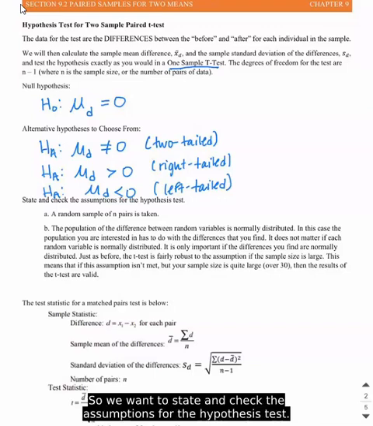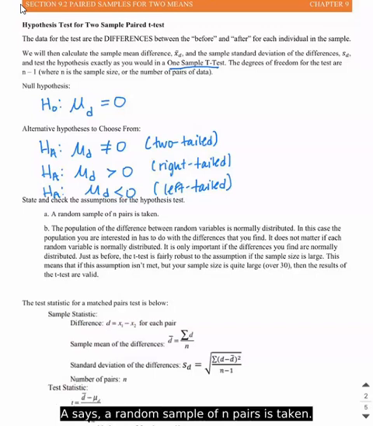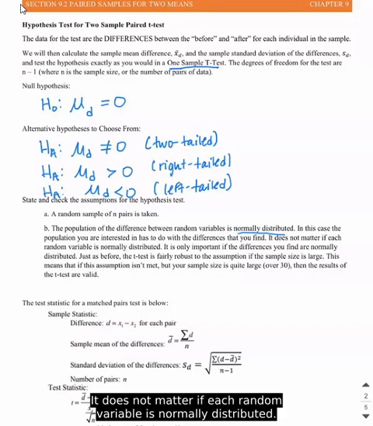So we want to state and check the assumptions for the hypothesis test. A says a random sample of n pairs is taken. B says the population of the difference between random variables is normally distributed. In this case, the population you are interested in has to do with the differences that you find. It does not matter if each random variable is normally distributed. It is only important if the differences you find are normally distributed.